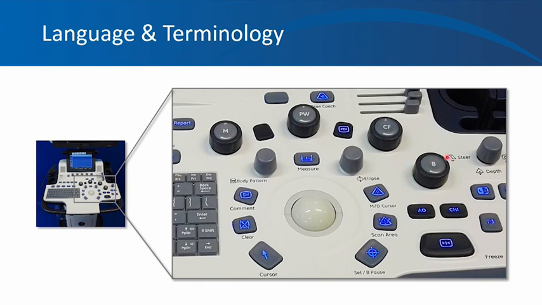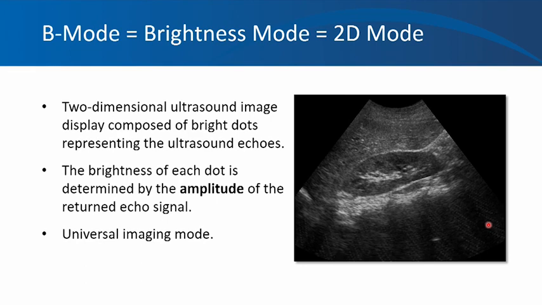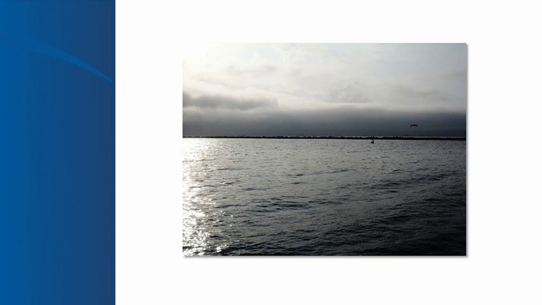Here we roll this thing surrounding the B mode. And you also want to know how to control the depth of the image and how to freeze the image and save it. B mode is the universal imaging mode, which is nothing but the usual two-dimensional grayscale image we see like this one. The image is made up of several dots, and the brightness of each dot is determined by the amplitude of the return echo signal. Just in case you are wondering, there are 256 shades of gray, not 50.